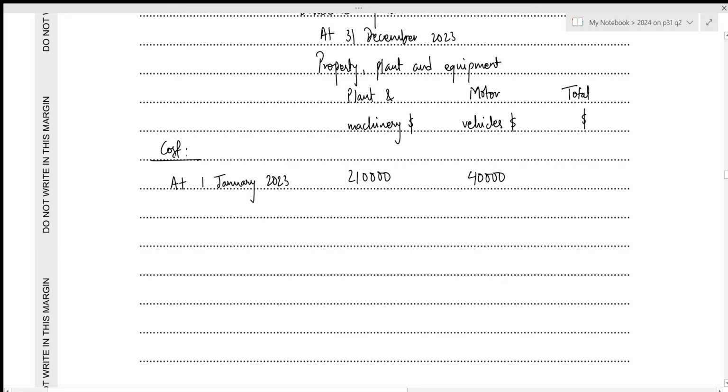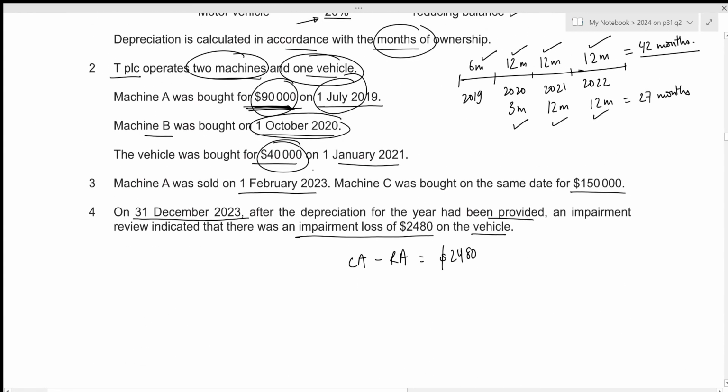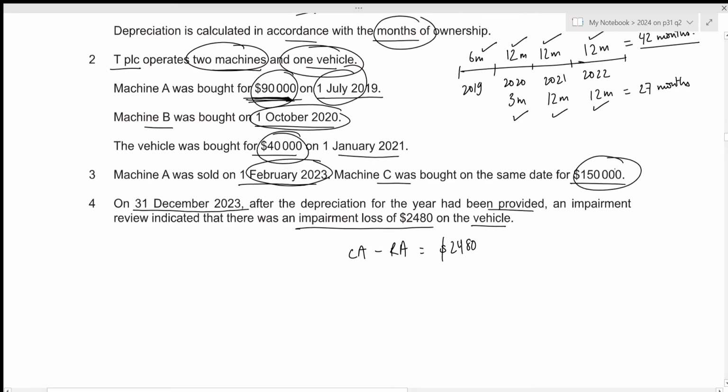And the total cost will be 210,000 plus 40,000, which results in 250,000. Now, if there is any additions of the non-current assets, we need to add their cost as well. And in this case, we purchased a new machinery, machine C, at the date of 1st February 2023. And the cost of machine C was given to be 150,000. So we just need to include it.